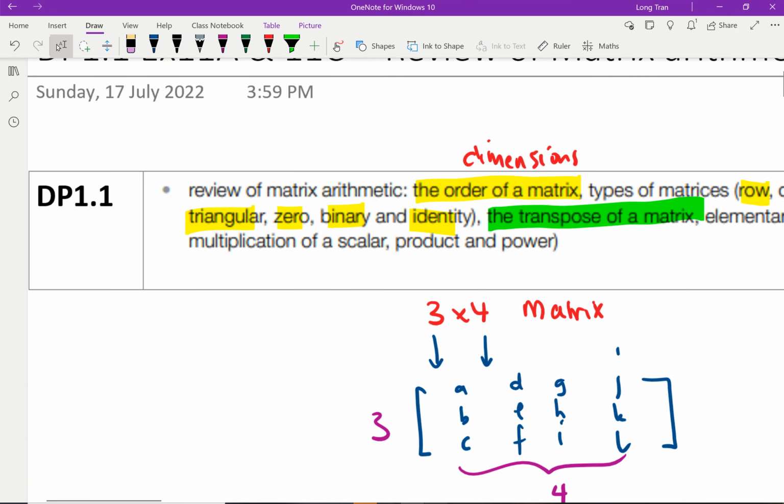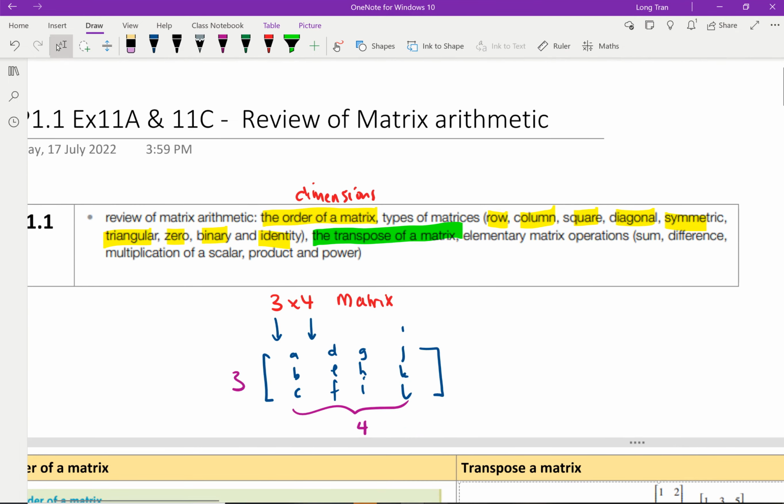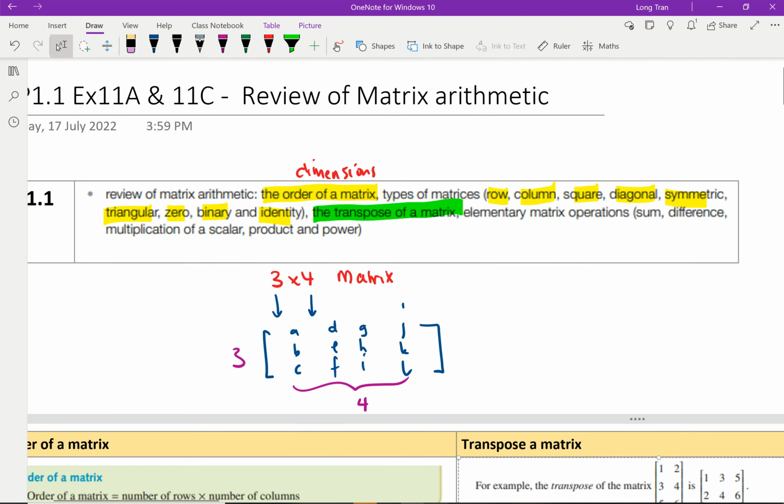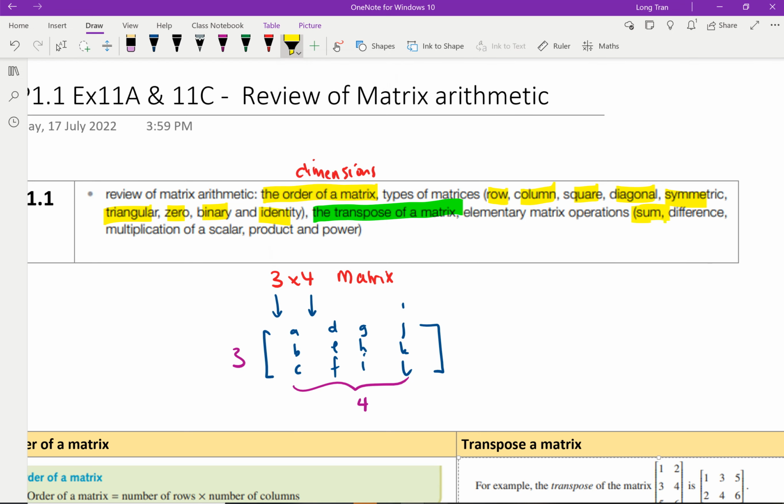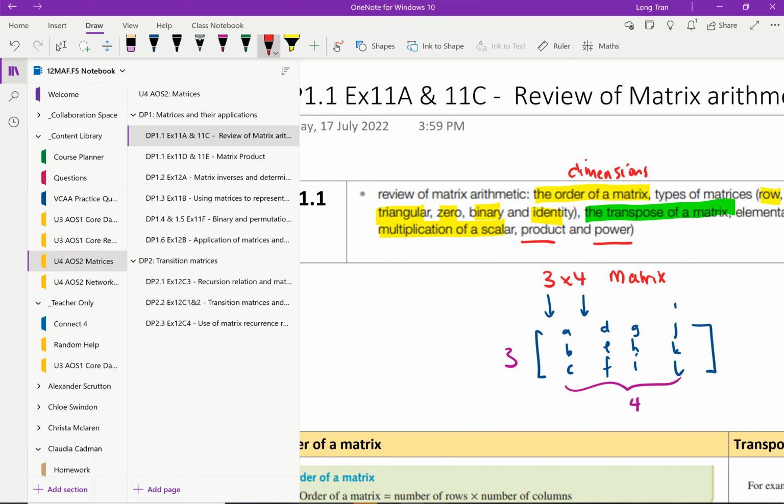And then finally, what I'm covering here is actually from 11A to 11D, excluding 11B. Okay, so this is all the skills that you're revising. So here we go. You need to know how to sum and difference matrices. You need to know how to do multiplication of a scalar, and then this is where it's slightly different, product and power. Okay, that's why if you looked at my pages here, I've separated it. Otherwise it's just too condensed there.